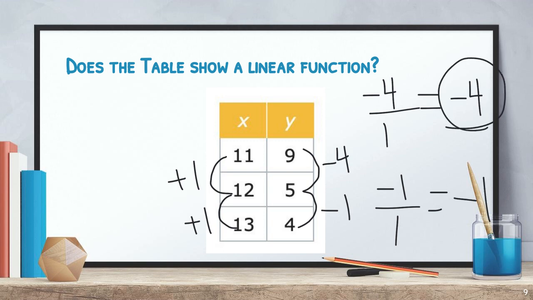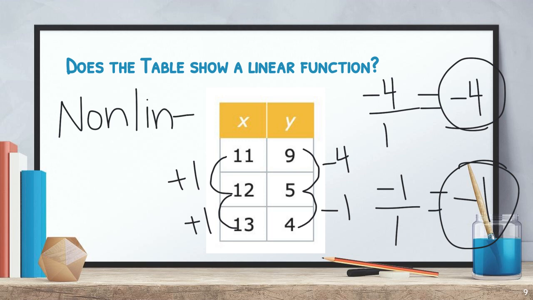So on one, I got negative 4, and the second time I got negative 1. Since those are not the same number, my answer is non-linear, because it has to have a constant rate of change for it to be linear. It's not changing by the same number each time, which means that it will be non-linear.